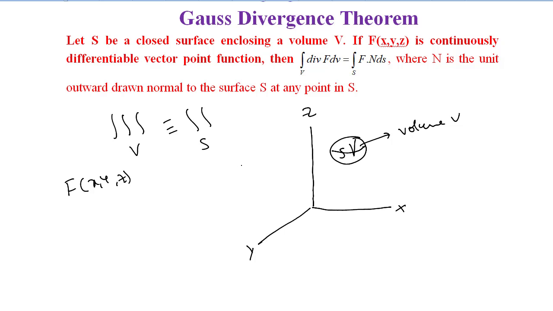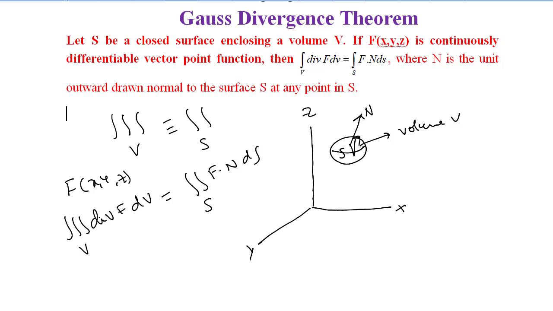Then triple integral of divergence of F over the volume V equals double integral of F dot n dS over the surface S, where n is the unit outward normal to the surface.